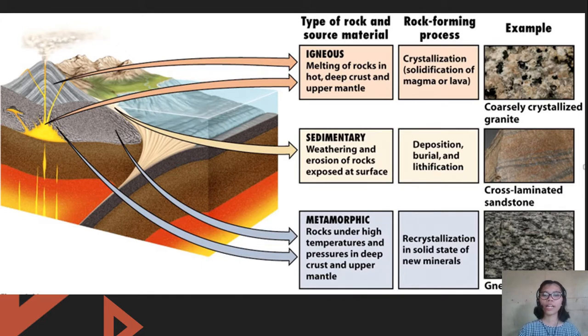Next, sedimentary: weathering and erosion of rocks exposed at surface. So deposition, burial, and lithification are the primary processes. So for example, the cross-laminated sandstone. Lastly, we have the metamorphic: rocks under high temperature and pressures in deep crust and upper mantle. So recrystallization in solid state of new minerals. So for example, we have gneiss.